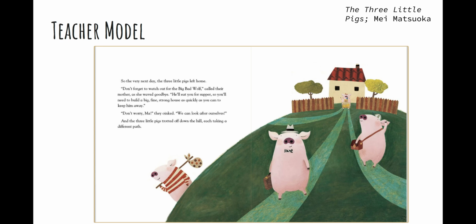"Don't forget to watch out for the big bad wolf," called their mother as she waved goodbye. "He'll eat you for supper, so you need to build a big, fine, strong house as quickly as you can to keep him away. "Don't worry, Ma," they oinked. We can look after ourselves." And the 3 little pigs trotted off down the hill, each taking a different path.